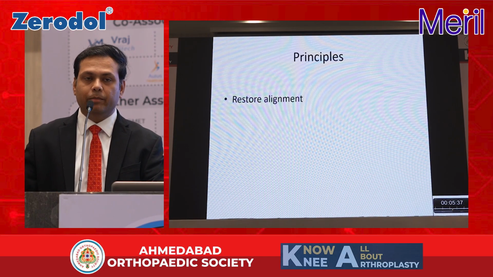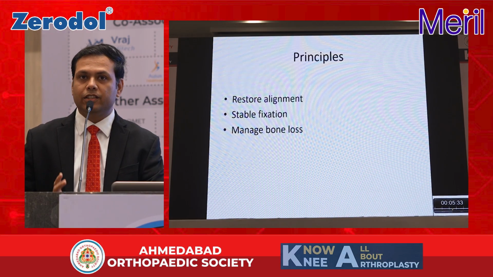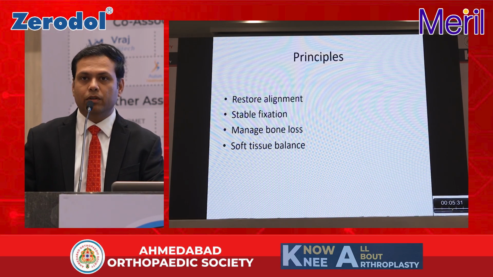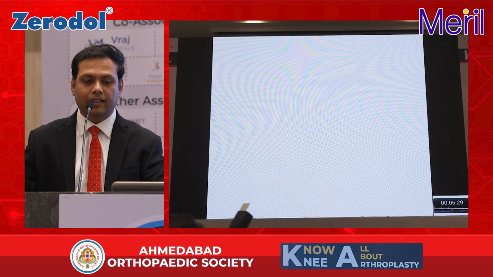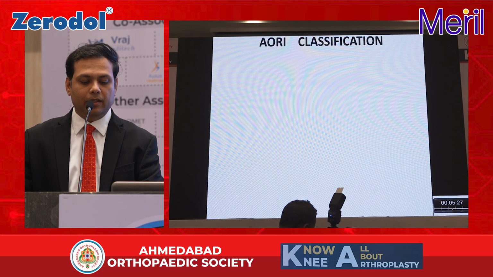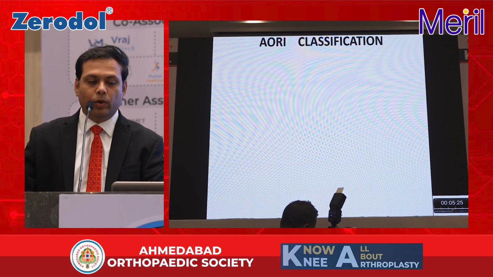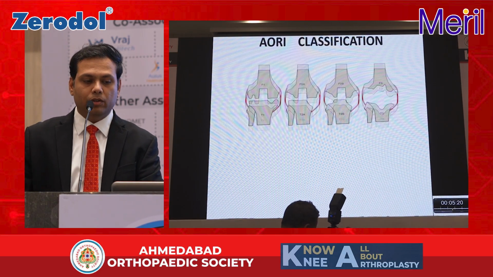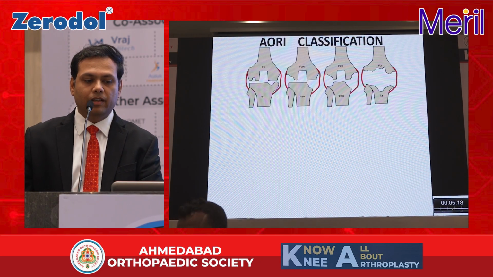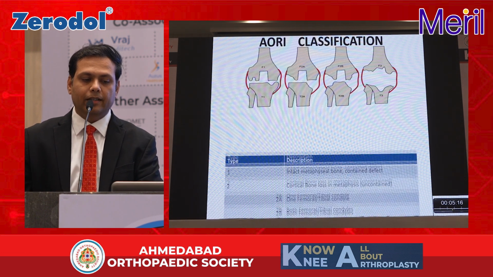First, restore the alignment. Second, a very stable fixation. Third, manage the bone loss very nicely. Fourth, balance the soft tissues very nicely. As sir already described, just in brief, the AORI classification is the classification for the bone loss which is widely followed to manage the defects. Type 1, Type 2A, 2B and Type 3.